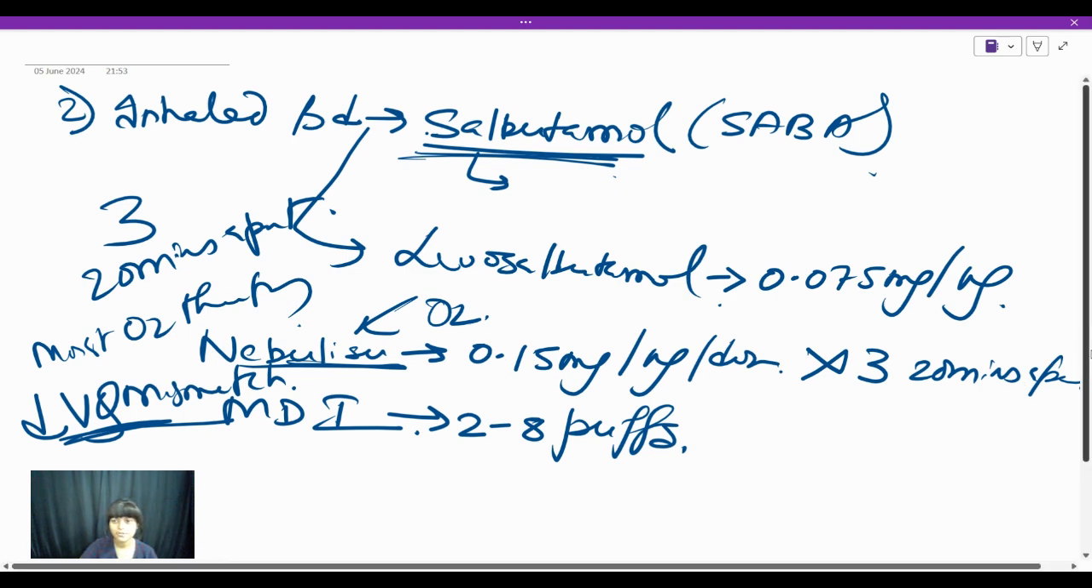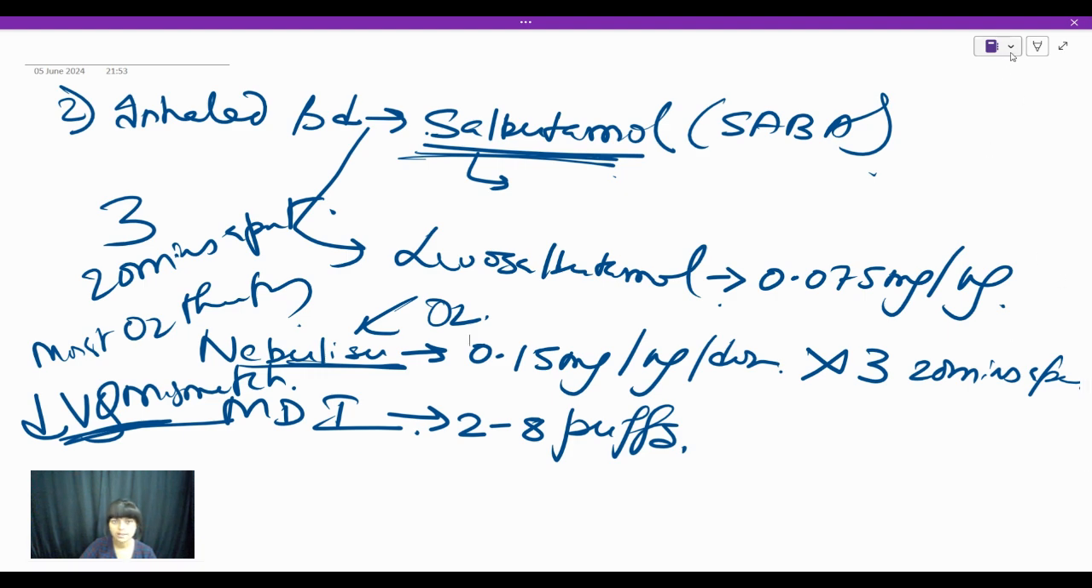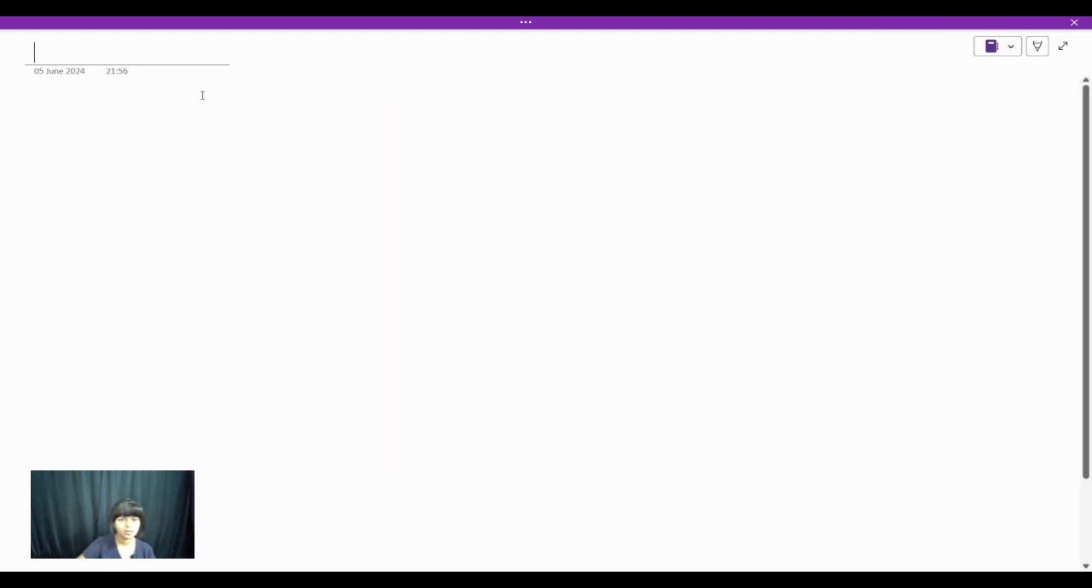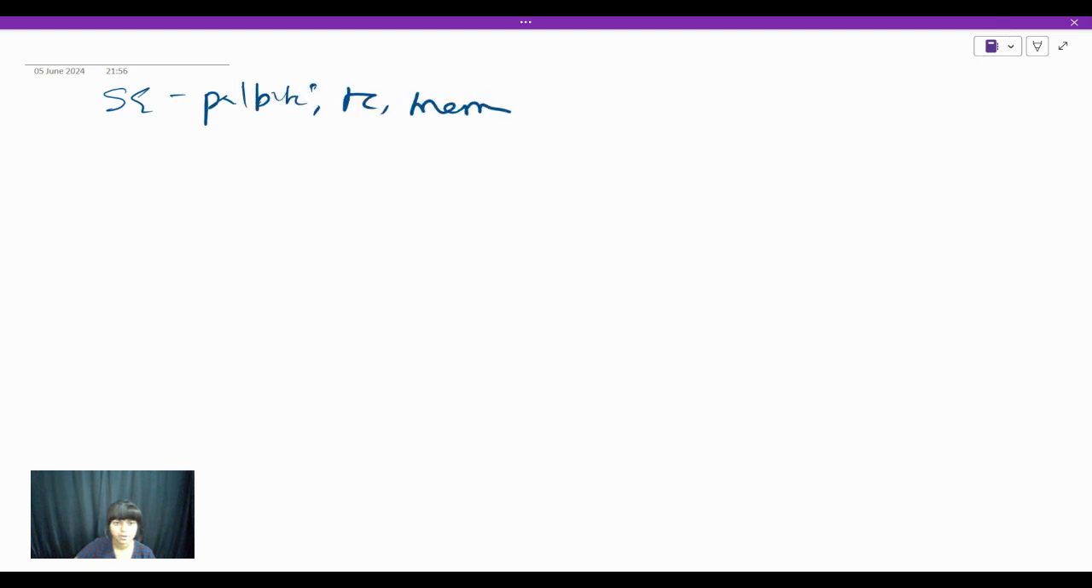This is the first line of management you need to do: oxygen and inhaled bronchodilator. Clear? That is salbutamol or levosalbutamol. Both are equally efficacious, students. But one thing you need to remember: the side effects of this drug. That is, there will be palpitation, tachycardia, tremor, anxiety.